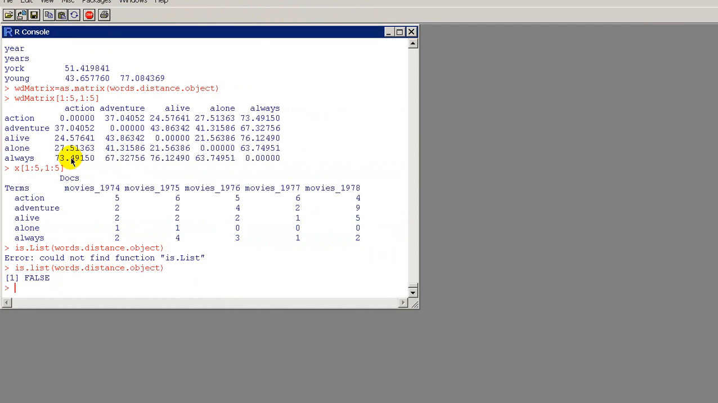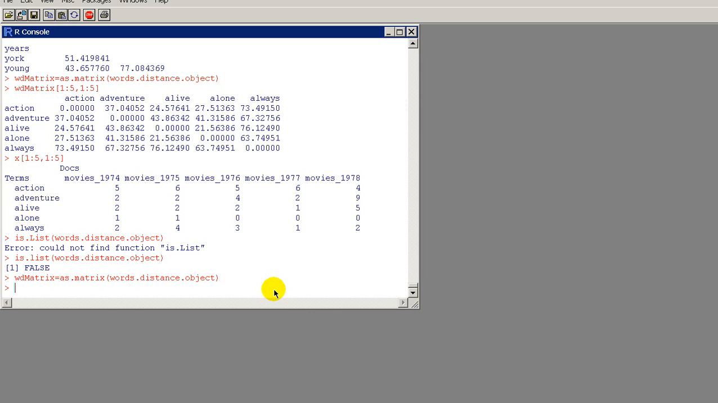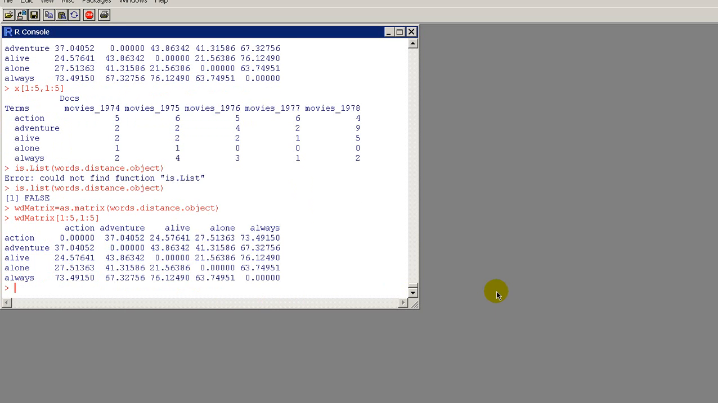I can do this. So make it into a matrix. And then get a little better understanding of it. Now, as a matrix, I can look at the first 5 rows and the first 5 columns. And this is what I get.